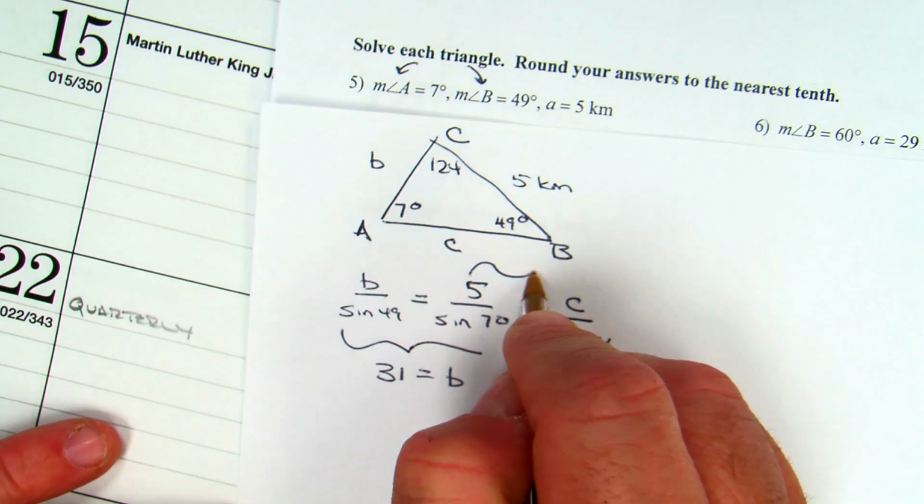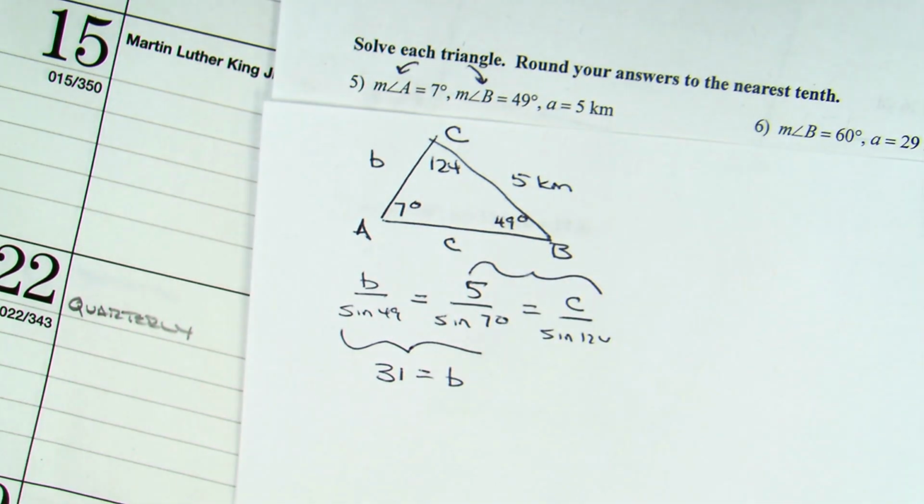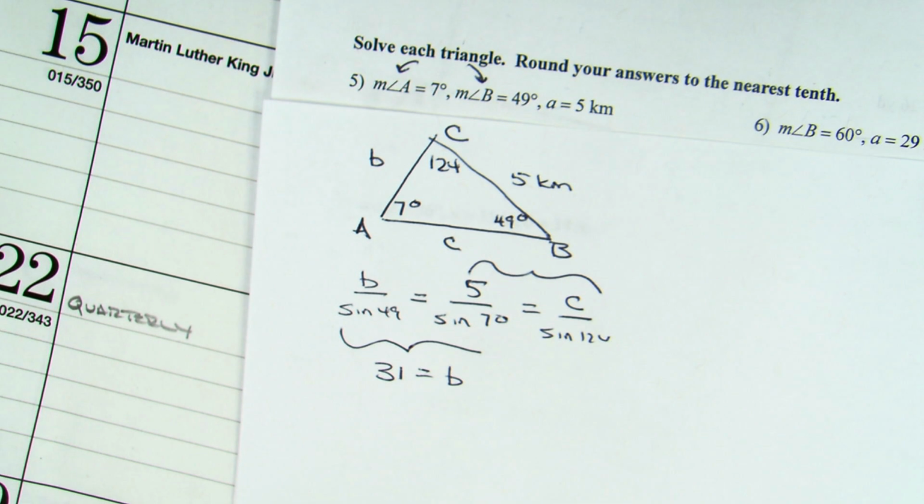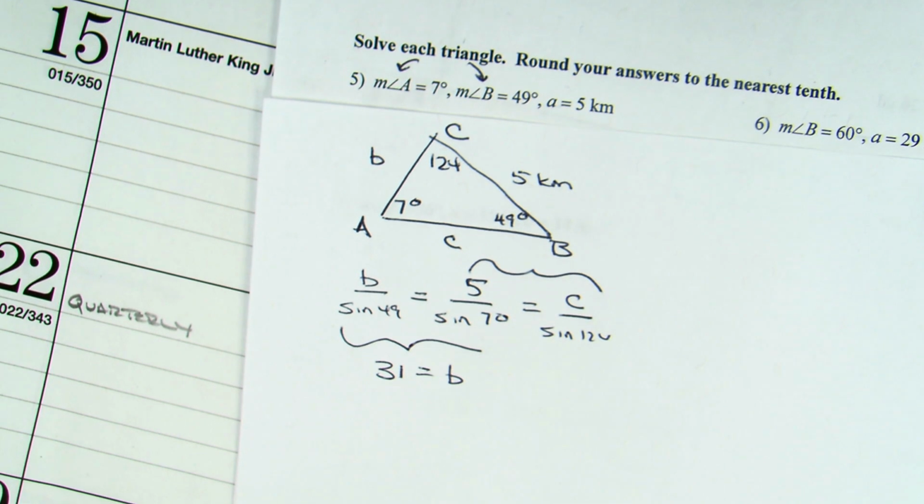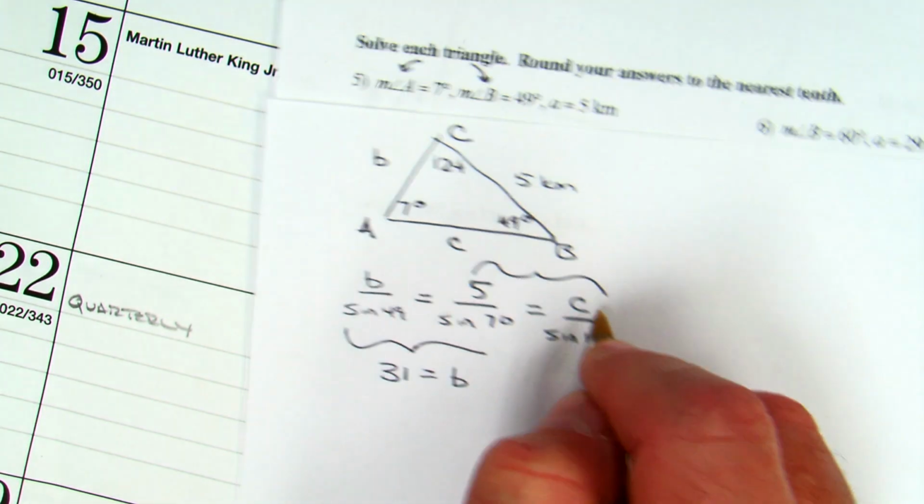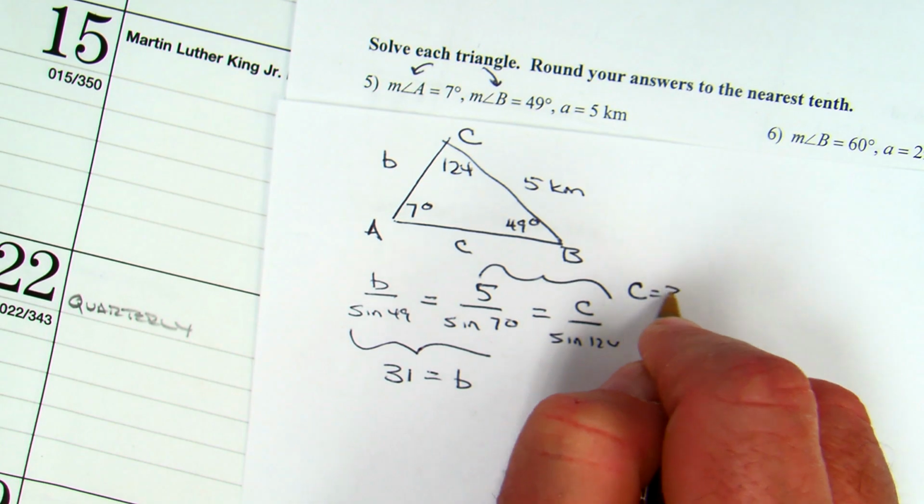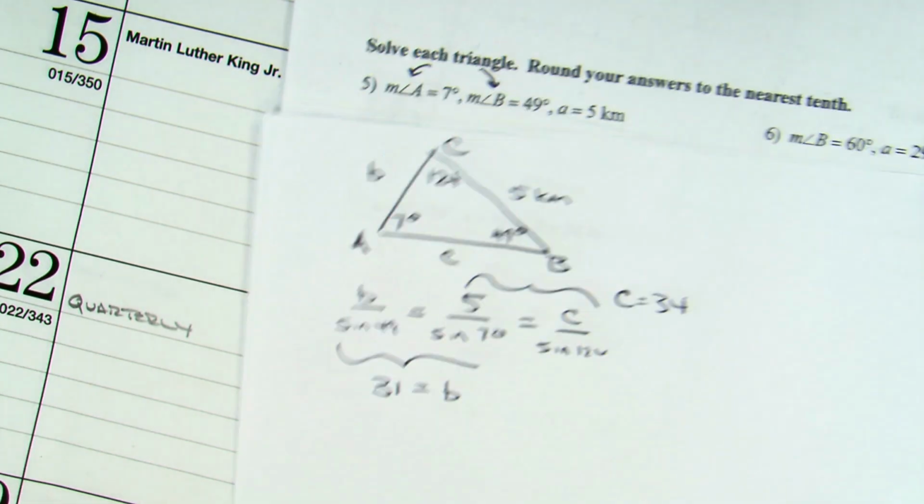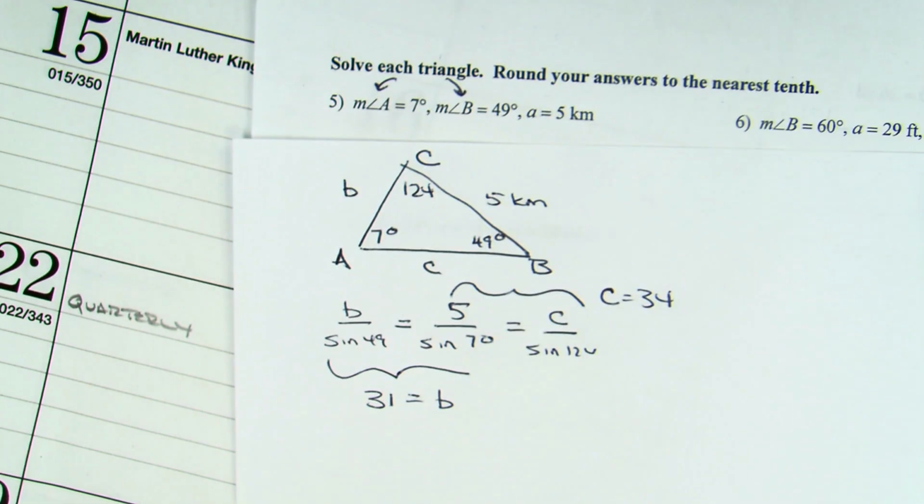And then I do the same thing with the second and third. 5 sine 124 divided by the sine of 7. And I get 34. And I'm good to go. So when they give you two angles on the side, you go right into law of sine.